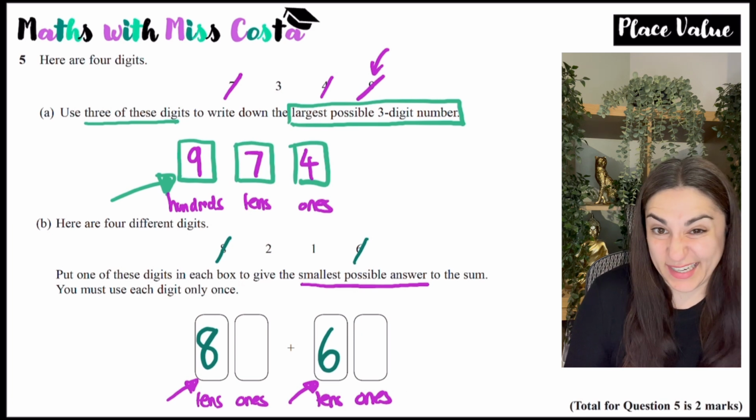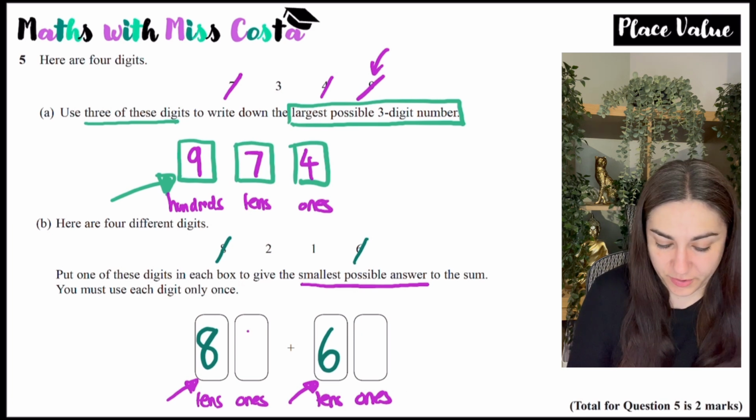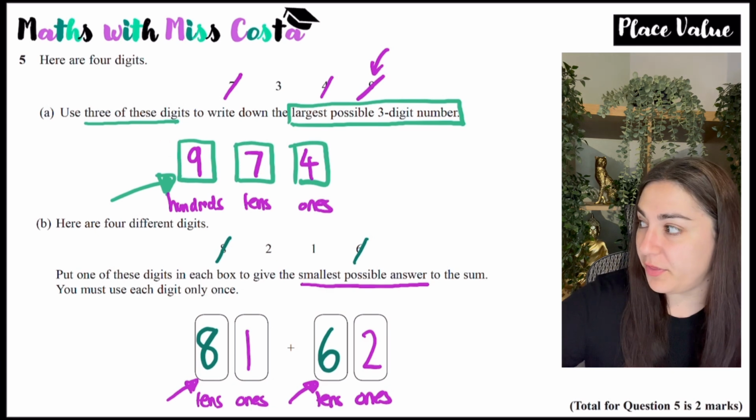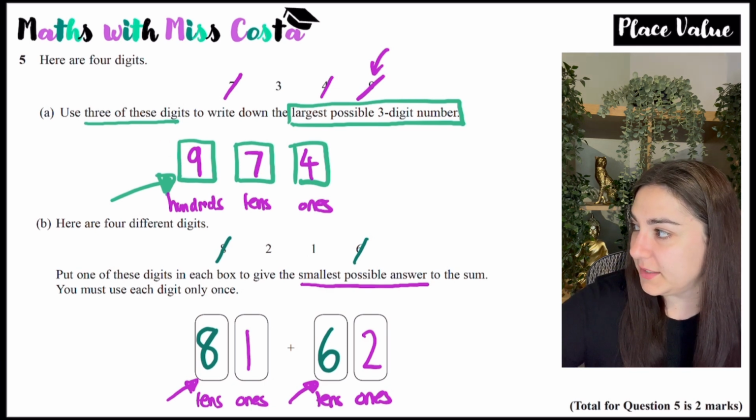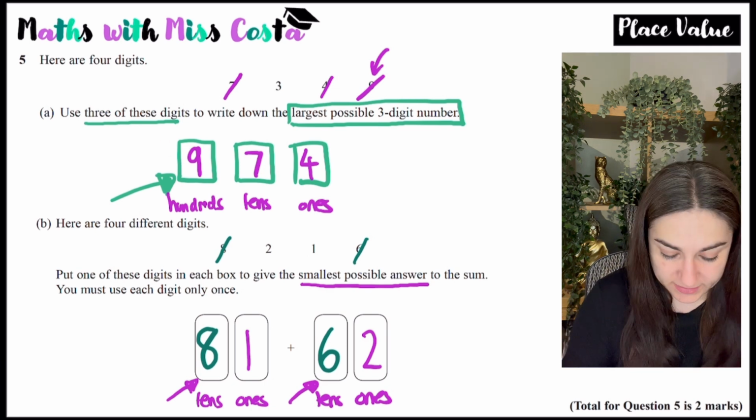And then it doesn't really matter which one I put. I could put 81 and 62. Both options are going to give you the same answer.